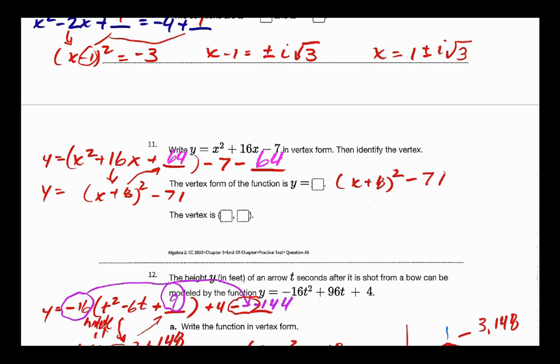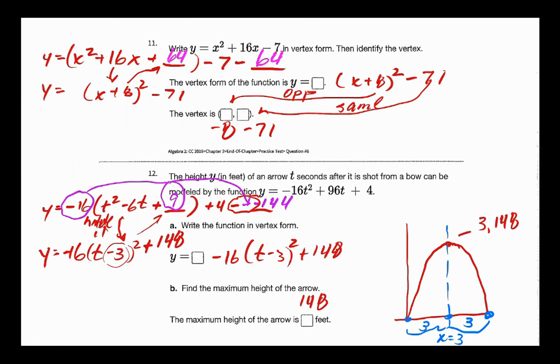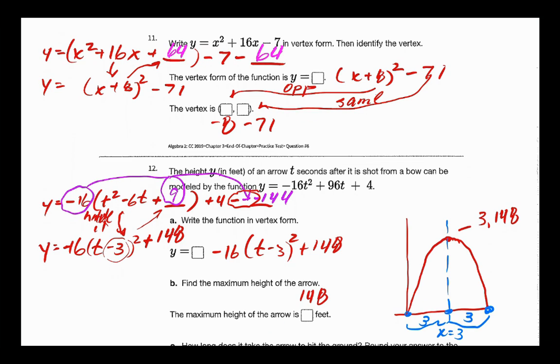And remember our vertex, we take the opposite of this one, so it'll be negative 8. And then we take the same of this one, so that'll be negative 71. All right. So remember, number 12 is kind of like that.